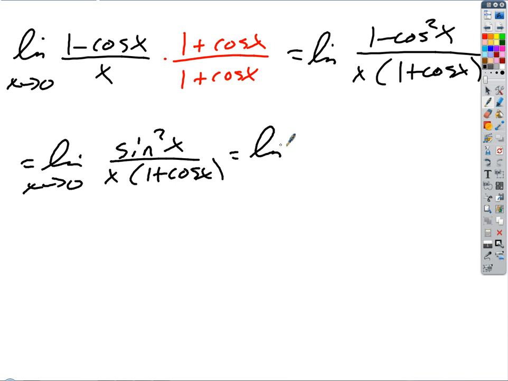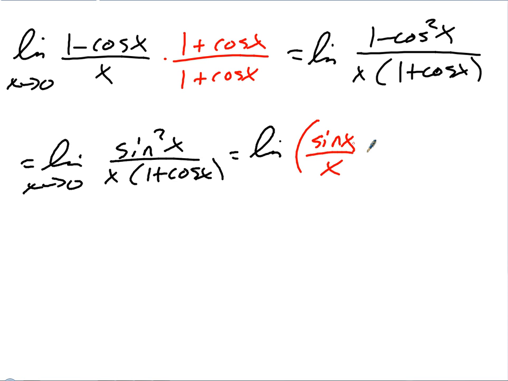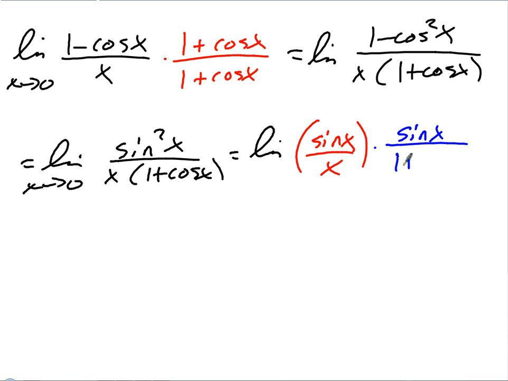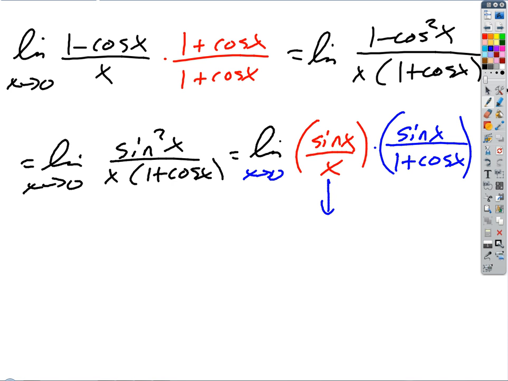Good. So we've got the limit of sine x over x. We're going to group one of those sine x's in the numerator with the x in the denominator. And then the other one is just going to be sine x over 1 plus cosine x. Now we can take our limit. In the limit that x approaches 0, what does that one become? 1. What does this one become? 0. So I know it's 0.